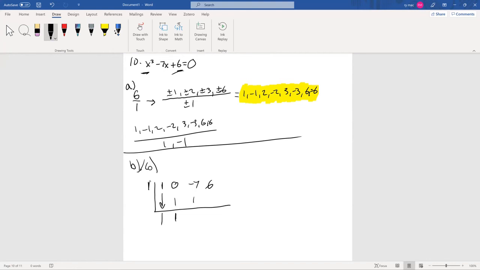1 times 1 is 1. -7 plus 1 is -6. 1 times -6 is -6. 6 minus 6 is 0. So I nailed it on the first one, which is good.